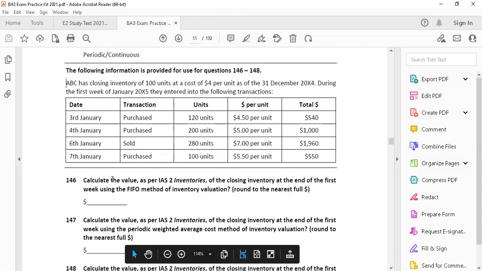Now, in this case, calculate the value as per IAS 2 inventories of the closing inventory at the end of the first week using the FIFO method. The full form of FIFO is first in, first out. Whatever comes in first goes out first. So how do we account for the cost of the inventory if FIFO method is followed? FIFO, first in, first out. So that we will see.